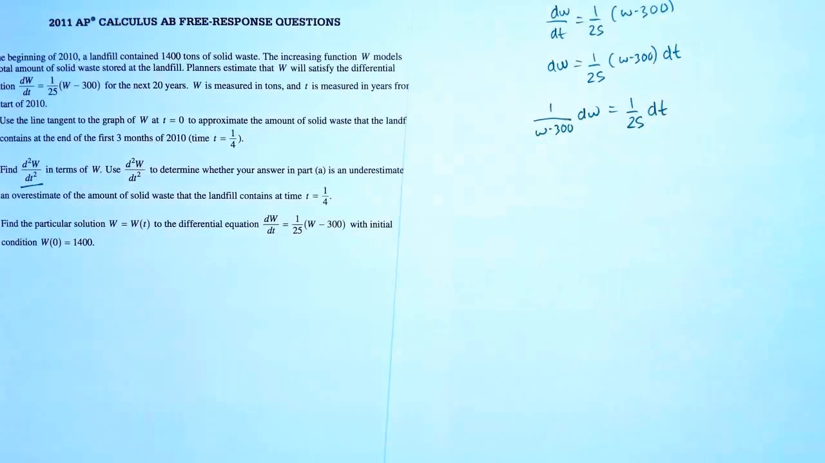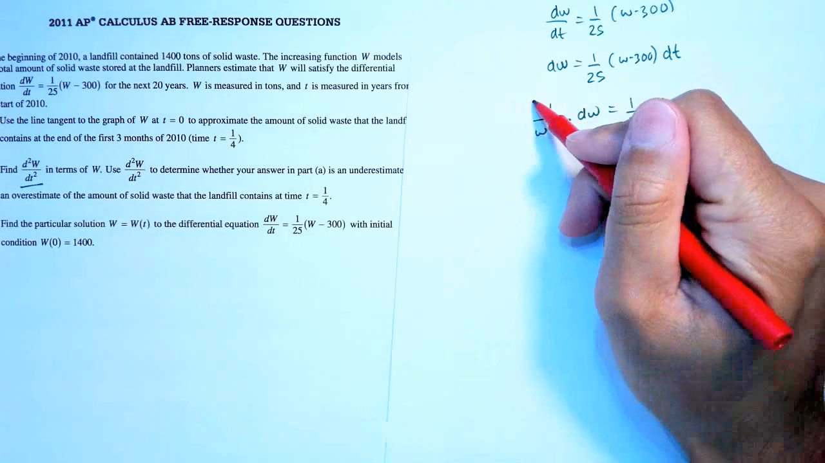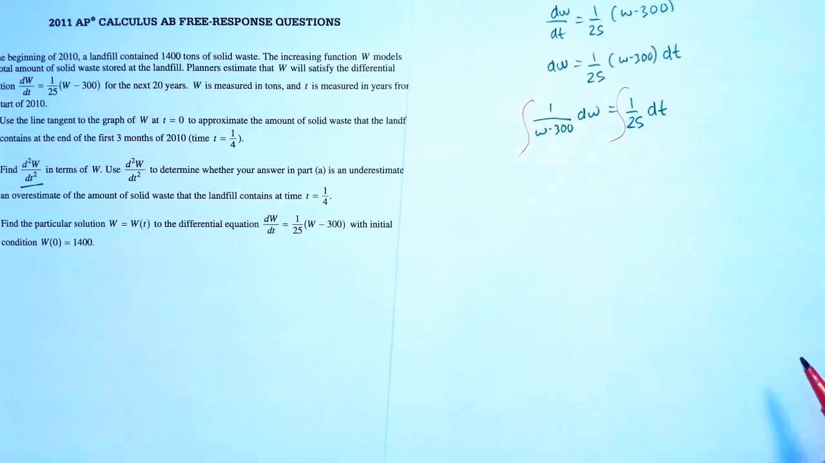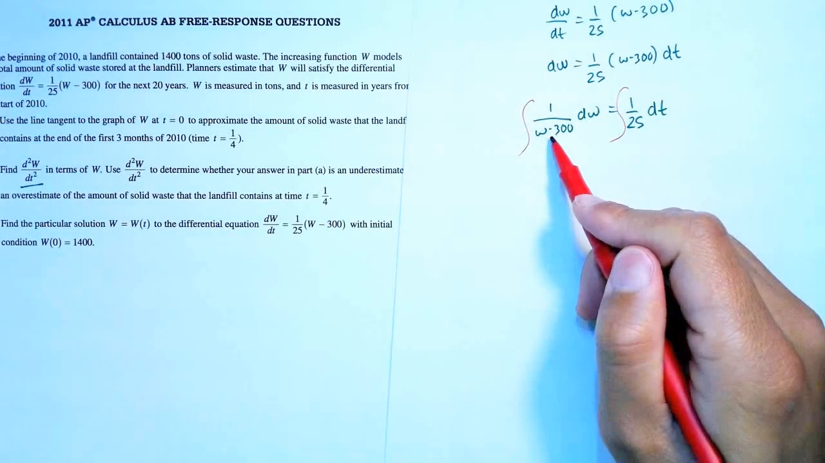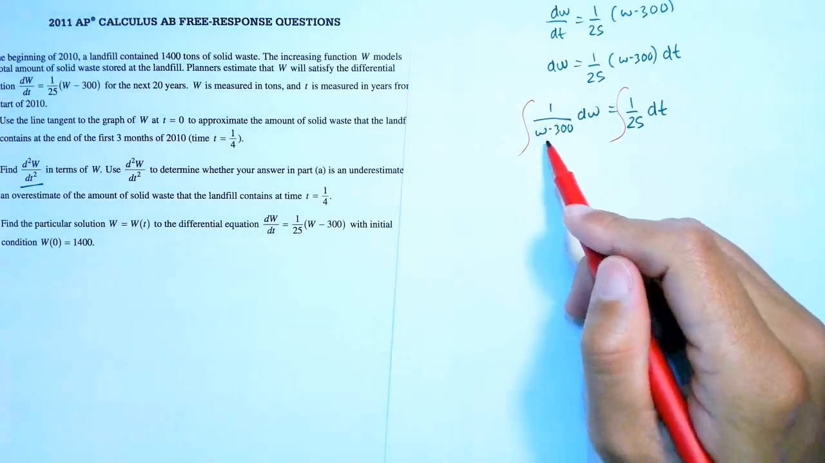So then your next step from here is you actually have to integrate this. When you integrate this, you have to think about, okay, what is the integral of this? Well, you can't have 1 over anything. That's actually u substitution.